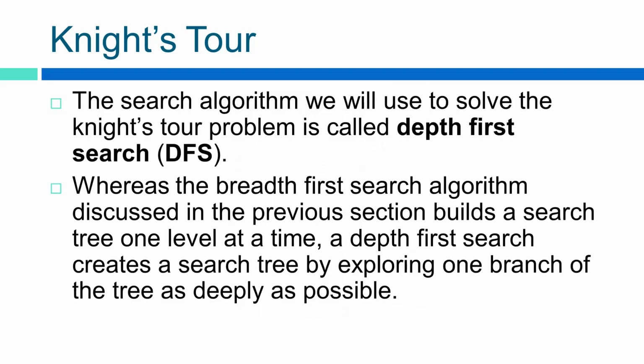So continuing on, the search algorithm we're going to use to solve the Knight's Tour problem is called depth first search, or DFS. Whereas the BFS algorithm discussed in the previous section builds a search tree one level at a time, the DFS algorithm will create a search tree by exploring one branch of the tree as deeply as possible.